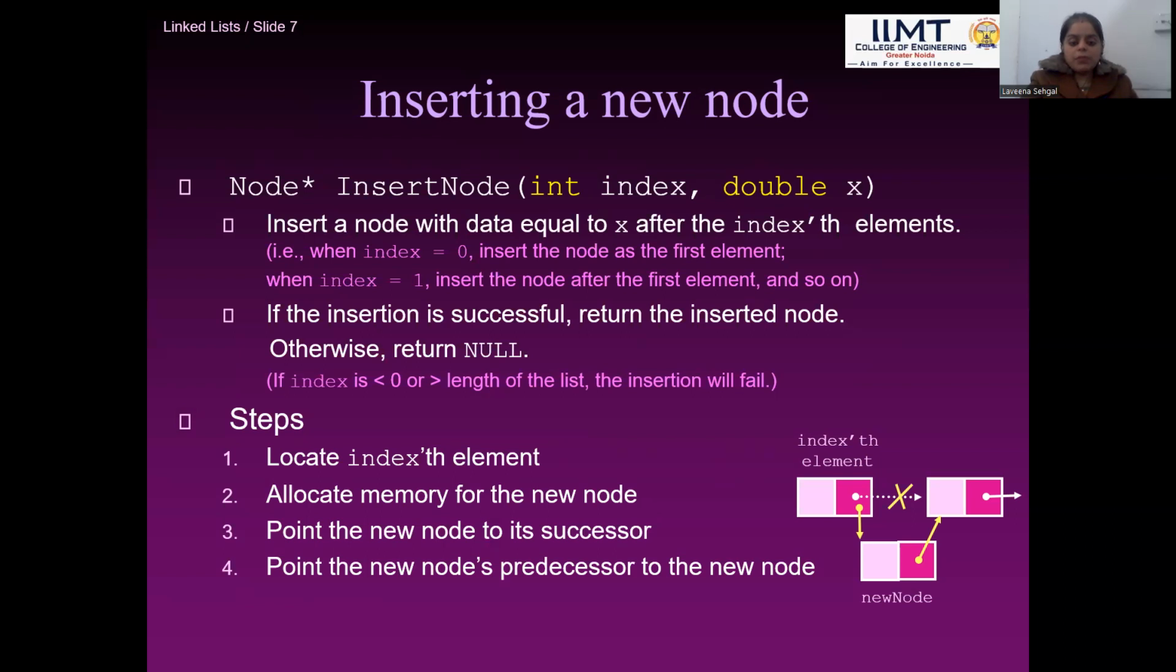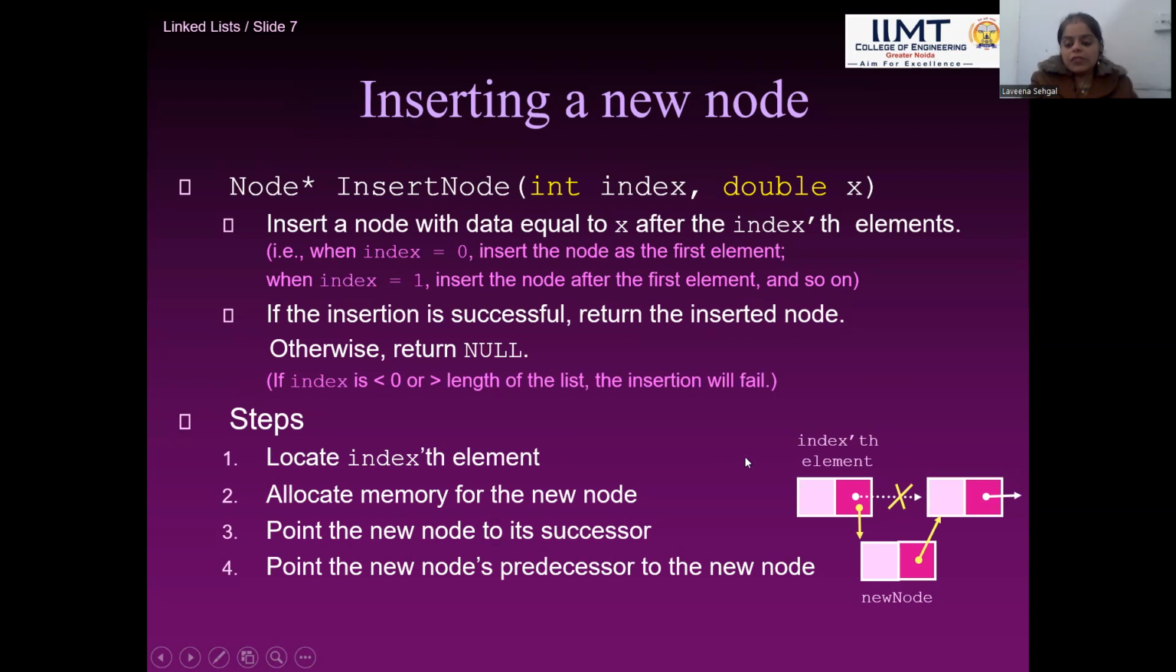So these are the steps for how we can insert a new node in the linked list. Locate the index item element. Allocate memory for the new node, which means allocating the address where you want to store it in memory. Point the new node to its successor, which means we are pointing the node to another node.